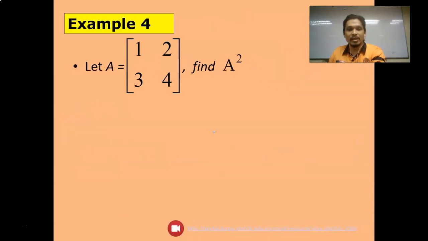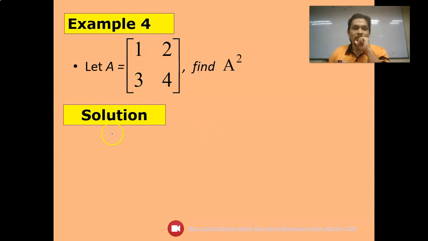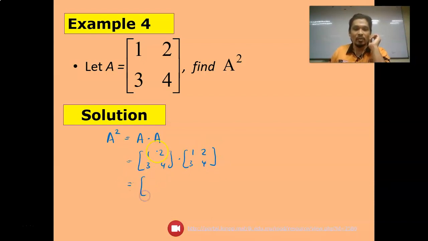Okay. Find A squared. So A squared means that matrix A is multiplied with matrix A. Okay. 1, 2, 3, 4, multiplied with 1, 2, 3, 4. So slowly, one by one. 1 multiplied with 1 plus 2 times 3. Okay, that is the first one.